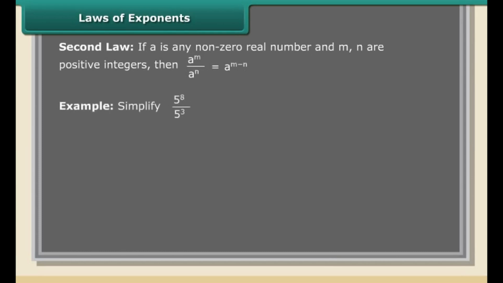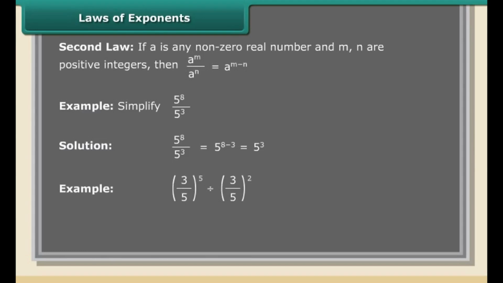Example. Simplify 5 raised to the power 8 upon 5 raised to the power 3. Solution. 5 raised to the power 8 upon 5 raised to the power 3 is equal to 5 raised to the power 8 minus 3, which equals 5 raised to the power 3. Example. (3/5) raised to the power 5 divided by (3/5) raised to the power 2. Solution.